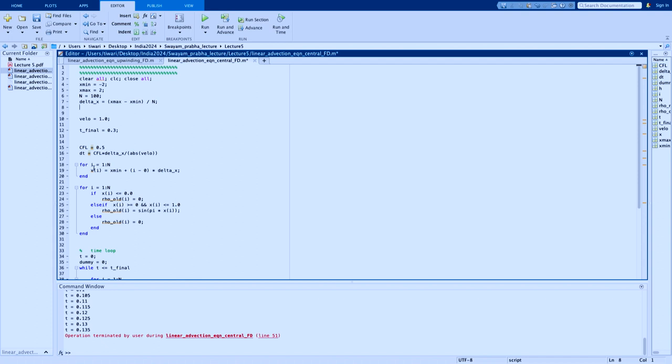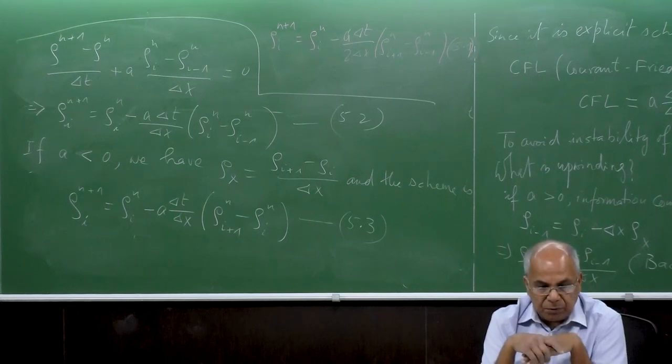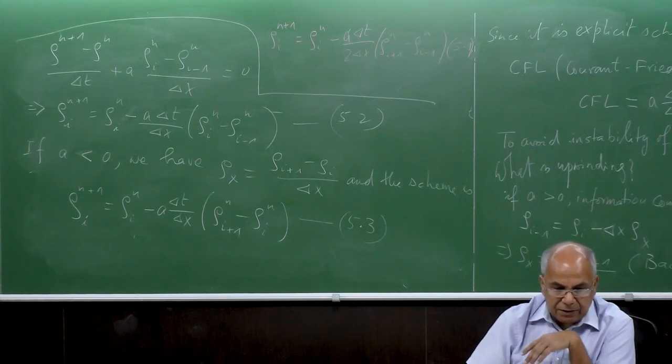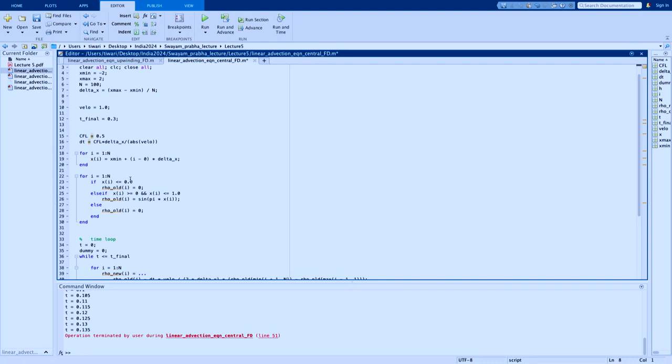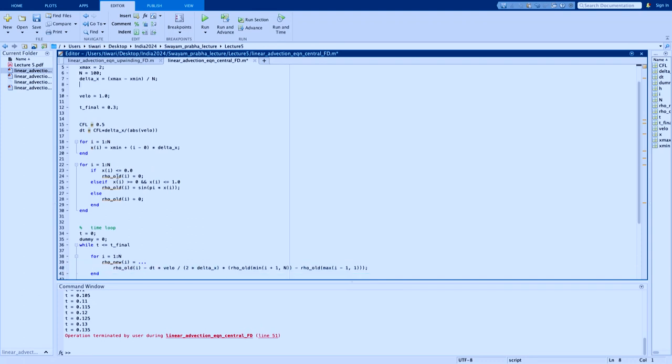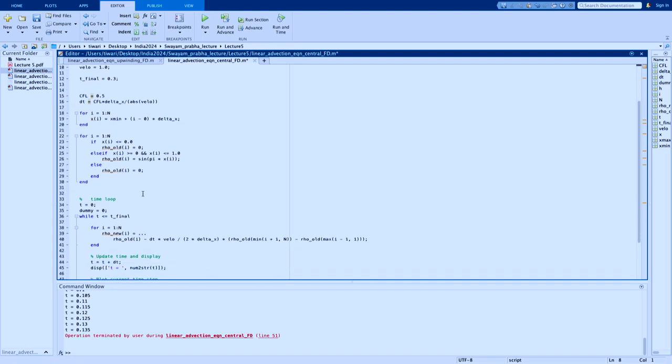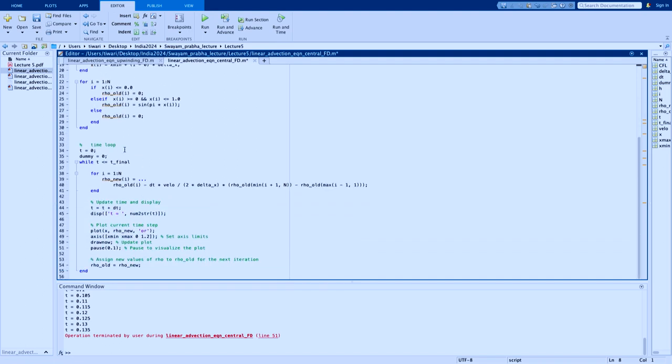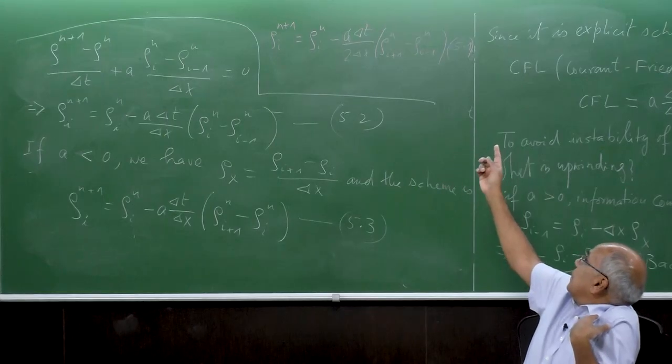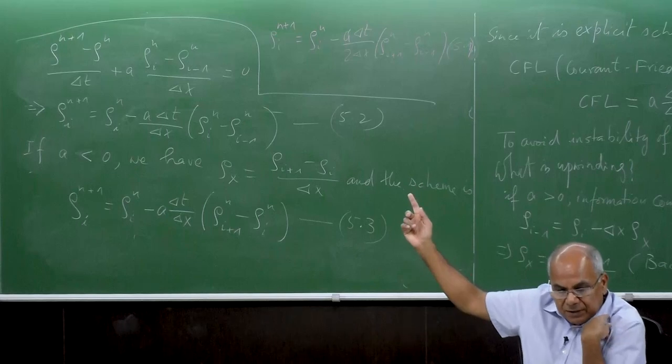Now I generate my x_i, the same as I described on the board. This is my discrete points, and this is my initial value in discrete form. Then here I start the time loop. When t is equal to 0, and I run while t is less than or equal to t final, I update my rho new of I just like in equation 5.1. I have written exactly what is written here.